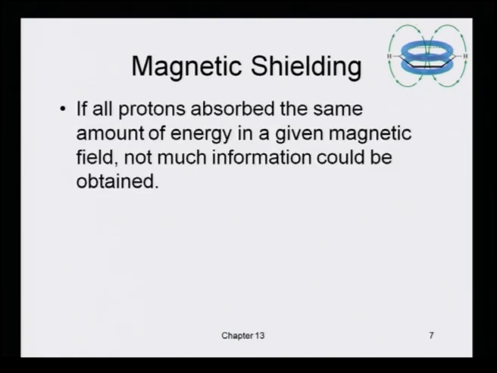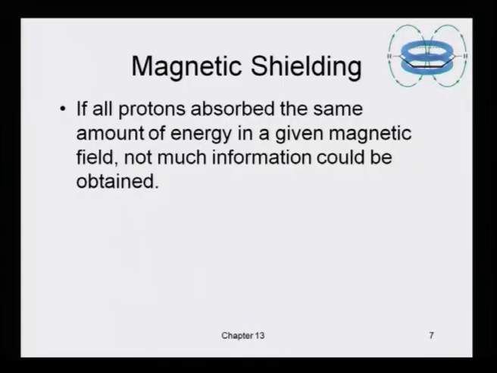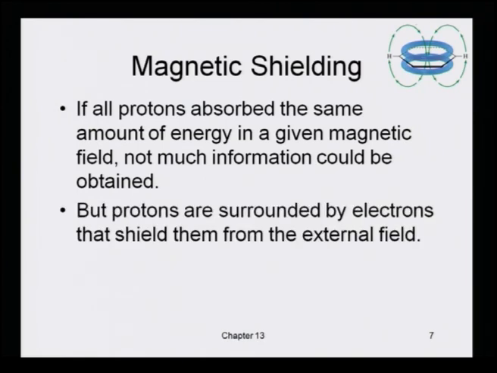So, when we are trying to understand, there is something called magnetic shielding. If all protons absorbed the same amount of energy in a given magnetic field, not much information could be obtained. Therefore, some of them are shielded and some are de-shielded, and that is what makes these protons different. Because of their chemical environment, that means the immediate neighbors of each proton are differently placed. Therefore, the chemical environment becomes different and the magnetic shielding may or may not occur.